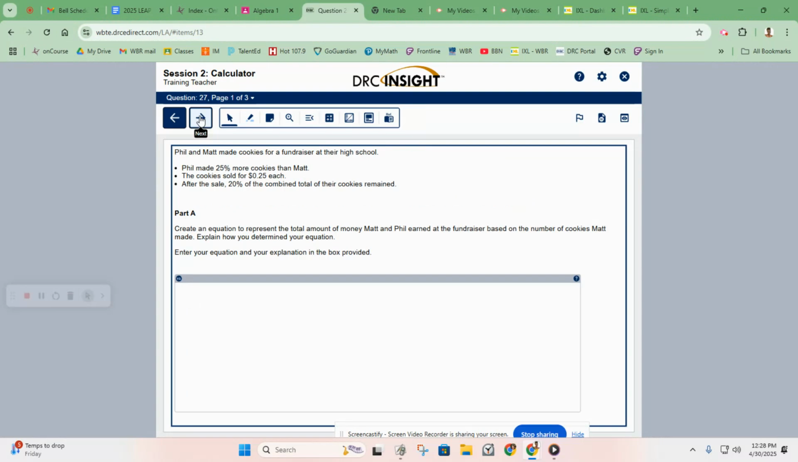So first of all, what we don't know that we would need to know to find everything out is Matt's amount of cookies. So I can define a variable saying that my X value is Matt's number of cookies. So I'm going to start right there with that. I'm going to say, let X be the amount of cookies Matt made.